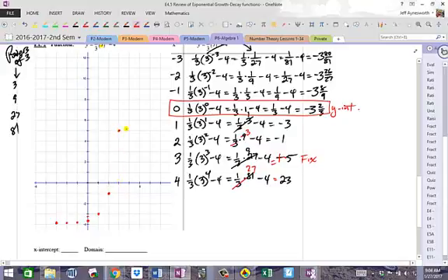Okay. So if we plotted more points at -4, -5, we would see these points getting close to -4, but they don't. They approach -4, but they never get there. So we have a horizontal asymptote at -4.